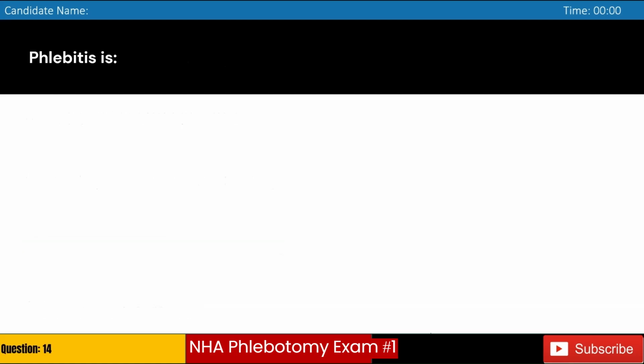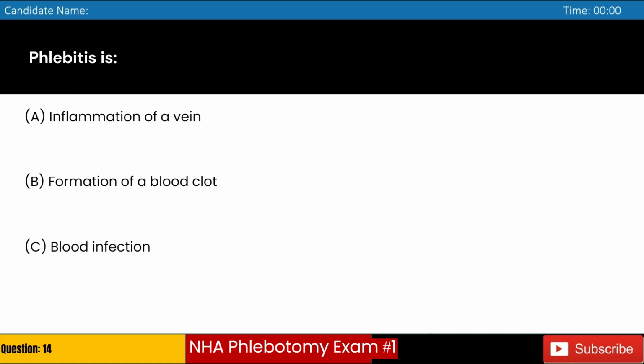Phlebitis is: A. Inflammation of a vein. B. Formation of a blood clot. C. Blood infection. D. A bruise. Answer A. Phlebitis refers to the inflammation of a vein.